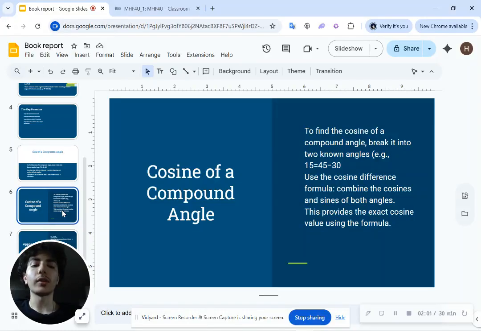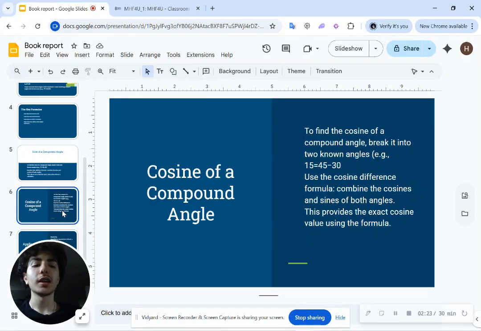Cosine of a compound angle. To find the cosine of a compound angle, break it into two known angles. 15 equals 45 minus 30. Use the cosine difference formula to combine the cosines and the sines of both angles. This proves the exact cosine value using the formula.